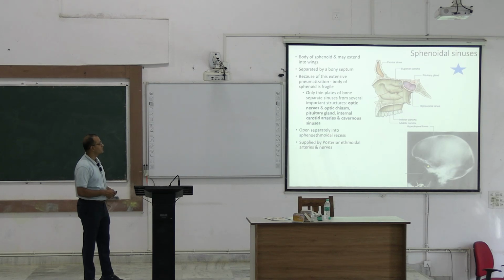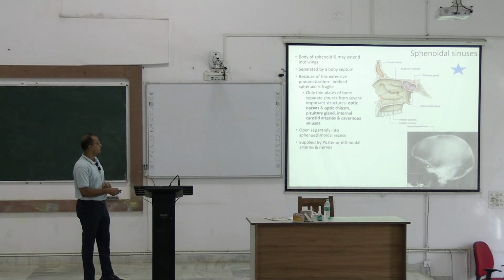This sphenoidal air sinus grows in the sphenoid and opens into the sphenoidal recess. This is what we have learned about. This sphenoidal sinus is again deeply placed. On top of that, we have a pituitary gland which is seated in the sella turcica. So, this has a close relationship with the pituitary gland itself. From here as well, it can send the infection to this particular brain region if it is not treated well.